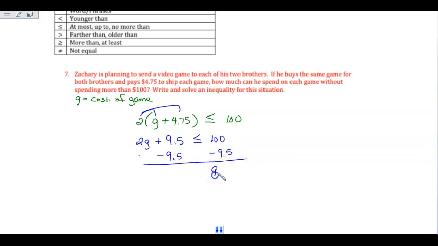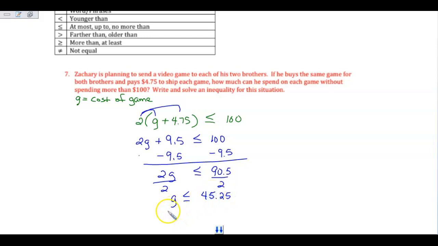And this becomes $90.50. Bring everything else down. And now I can divide both sides by 2. I moved it positive, so my symbol is not going to change. And half of $90.50 is $45.25.